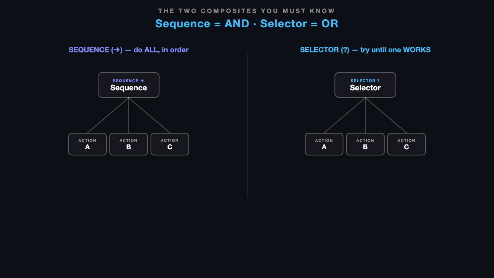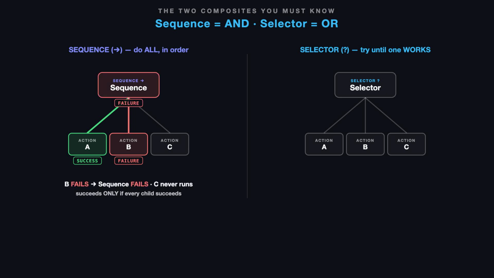Above the leaves sit the composite nodes, the branches that combine their children. There are 2 you must know. First, the sequence, often drawn as an arrow. It runs its children left to right. The moment one child fails, the whole sequence fails and stops. It succeeds only if every child succeeds. Think of it as an "and": do all of these, in order.